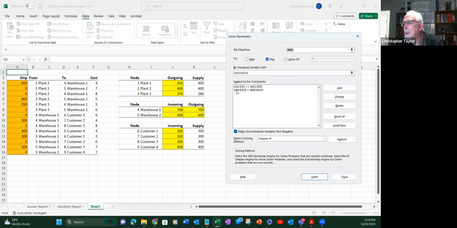And the variable cells is J3. So we've got J3, which is there, to J5, which is that one there. So these ones in yellow here are going to be changed, and they must be less than or equal to K3. So that's K3 to K5. If you remember, these are the constraints that we've got from the information. It's the output from the plants.